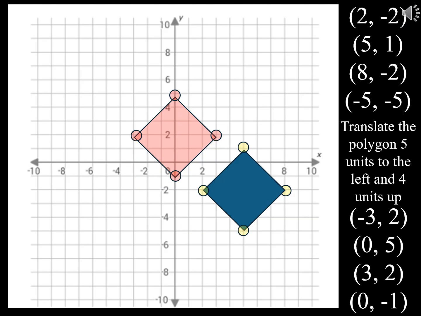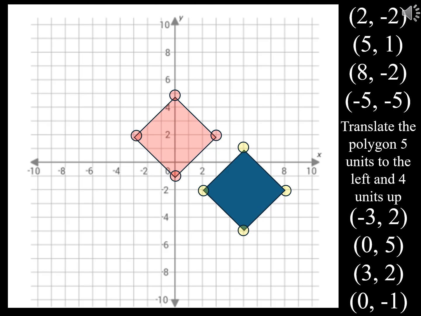Now we can check our work by adding or subtracting the coordinates of our polygon. So that first polygon is 2, -2. And the easiest way to do this is to go ahead and just do your x coordinates first and then your y. So let's go ahead and do that. So if we are translating the polygon 5 units to the left, on all of our x coordinates, we're going to subtract 5. So 2 subtract 5 is -3. 5 subtract 5 is 0. 8 subtract 5 is 3. And 0 subtract 5 is -5.